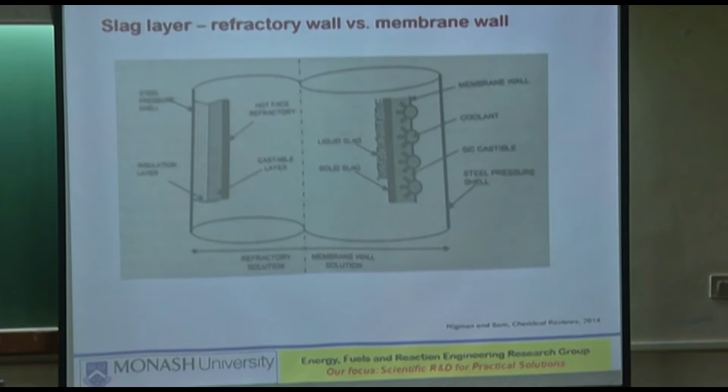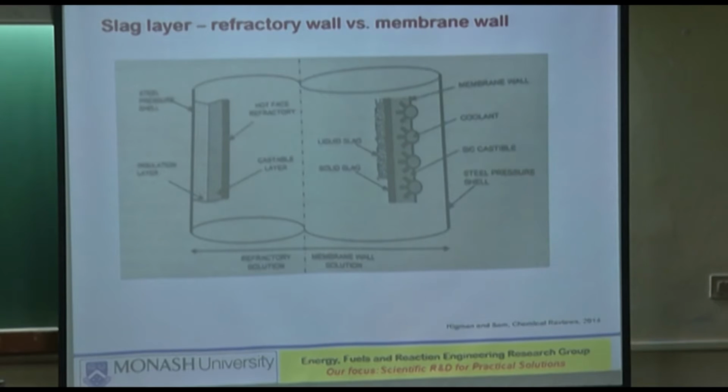Knowing the slag characteristics is extremely important. And when knowing the slag characteristics, the way we define the characteristics is by its viscosity, because it's a molten liquid. So viscosity is the parameter of choice to describe the characteristics.